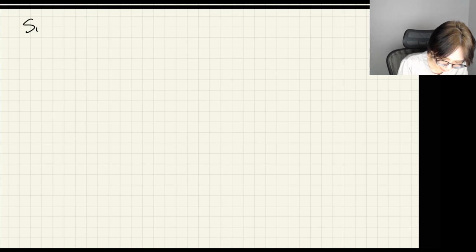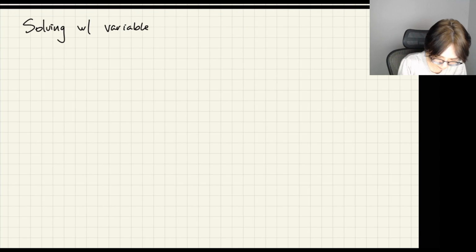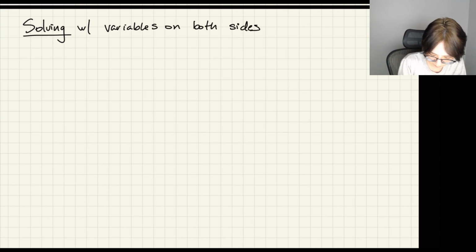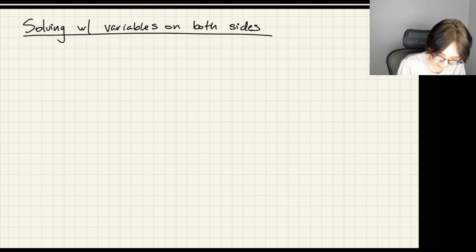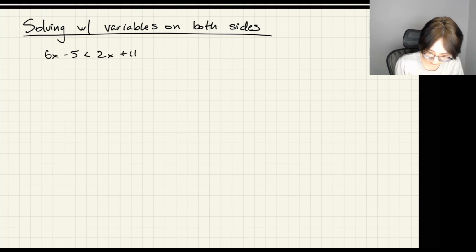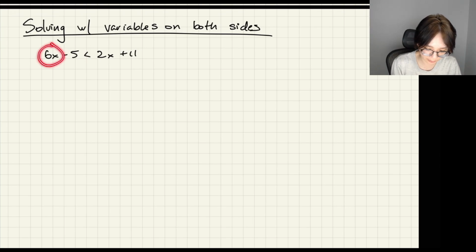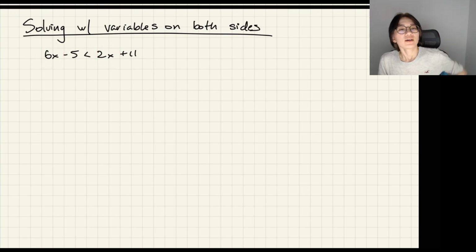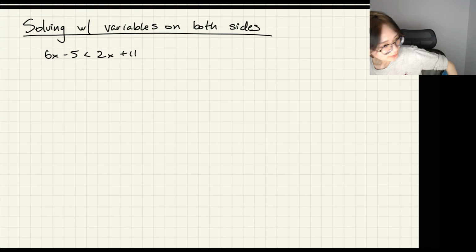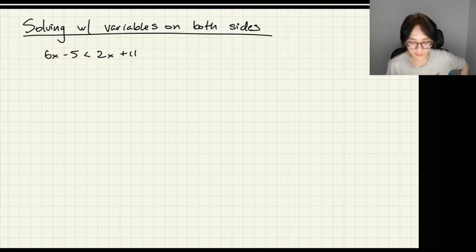Some examples now of solving with variables on both sides. In this case, that means something like this. We have 6x minus 5 is less than 2x plus 11. Now we have x's on both sides of the inequality symbol. We have an x over here and another x over here. I would have shown you something like this when we were first working with multi-step equations, and now I'm showing you again because now we're working with multi-step inequalities.